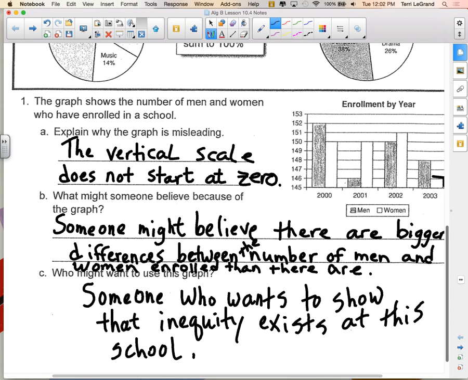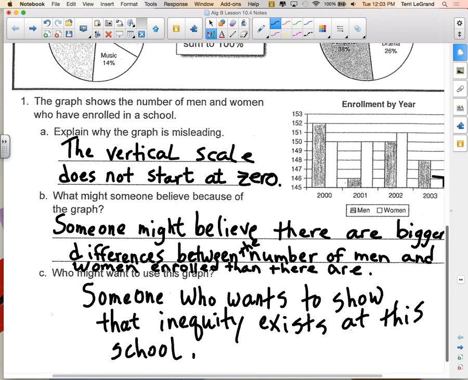When in reality, what was the difference between men and women enrolled in the year 2000? Yeah, but what was the difference? What was the actual difference? Two people. What was the actual difference in 2001? 4 people. 4. What was it in 2002? Only 1. And in 2003? 2. Is there inequity at this school?